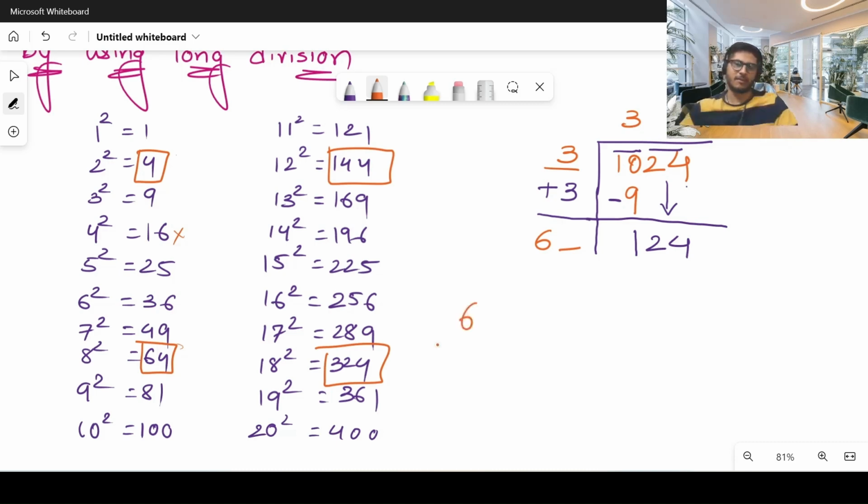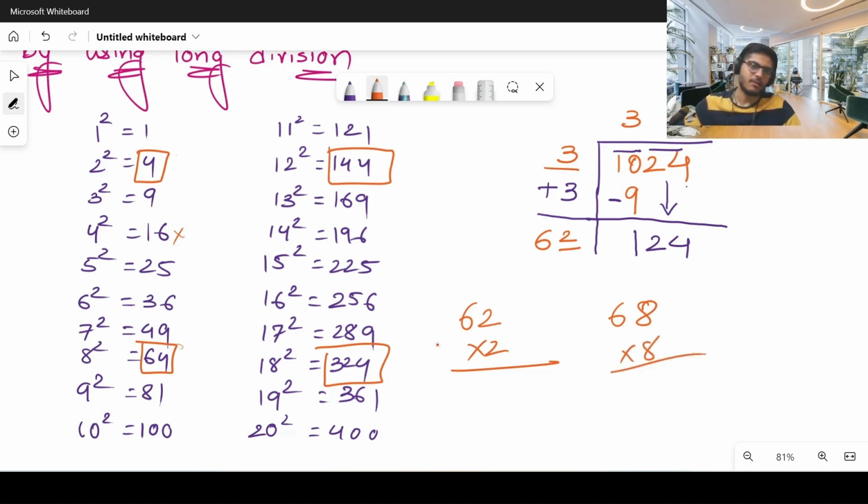Now one more thing, whichever number you assume here, let's say for example you assume a digit 2, so the whole number becomes 62. Now you have to multiply this whole number with the same digit which you have assumed. So that means 62 multiplied by 2. For example, if you would have assumed this number as 8, then you would have multiplied by 8.